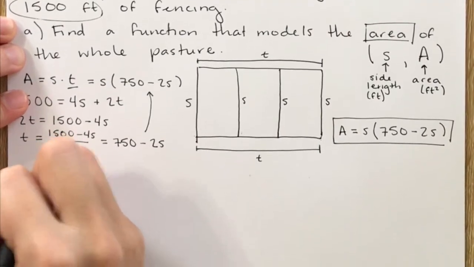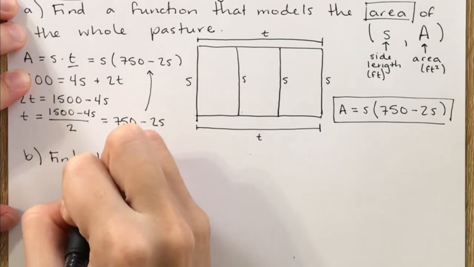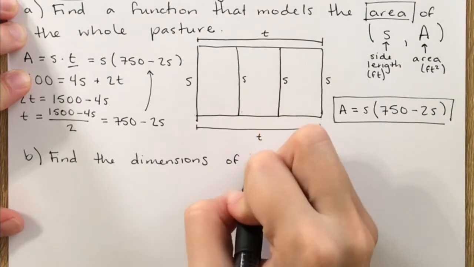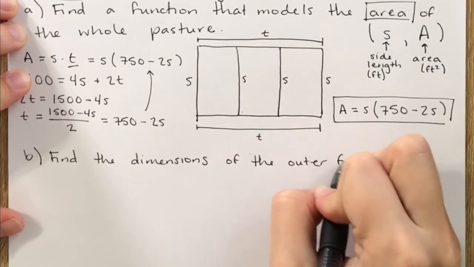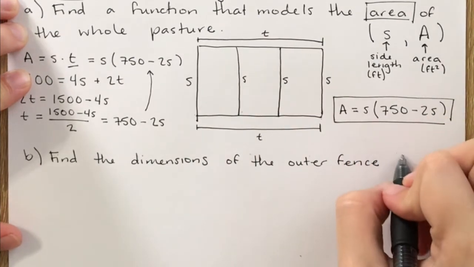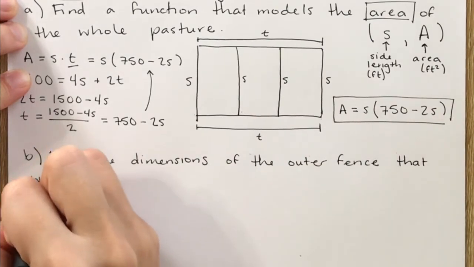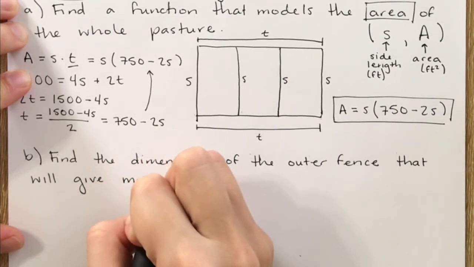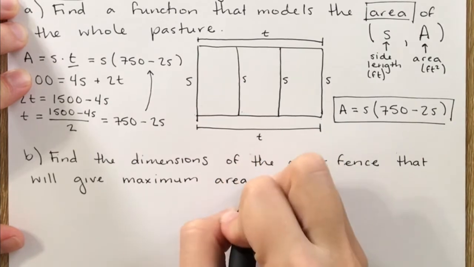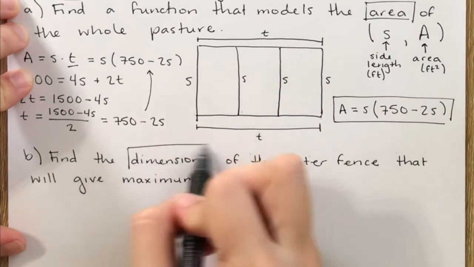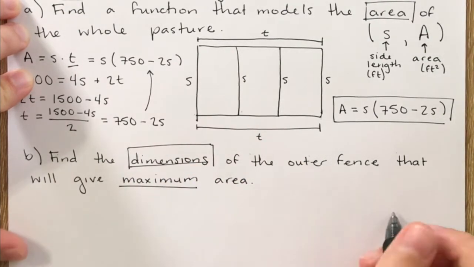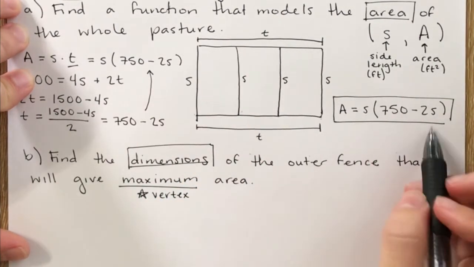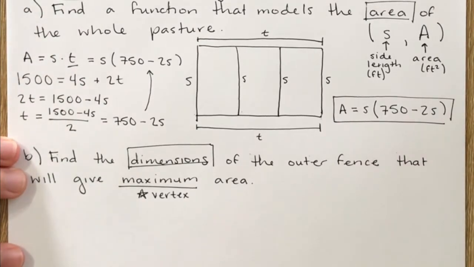All right, part B. Find the dimensions of the outer fence that will give maximum area. This is like our part C from last time. So again, we're looking for dimensions that give us maximum. With maximum, we definitely want to think vertex because we have something that is a quadratic again.